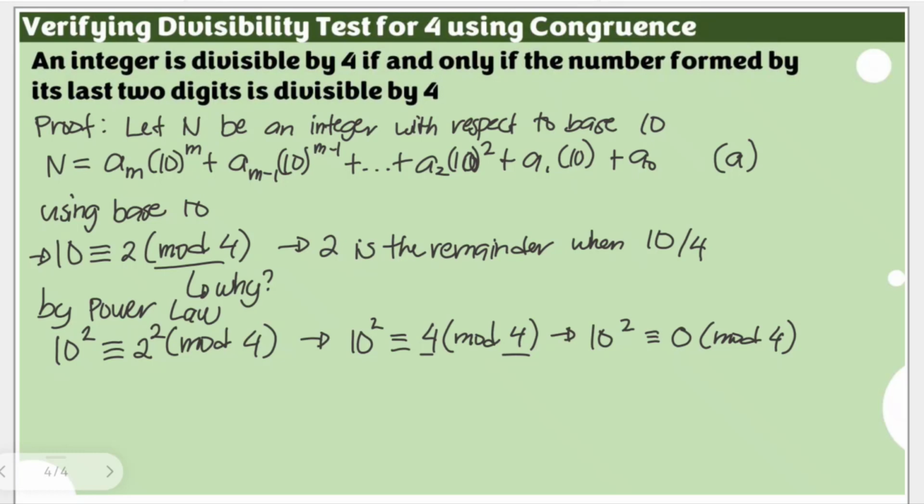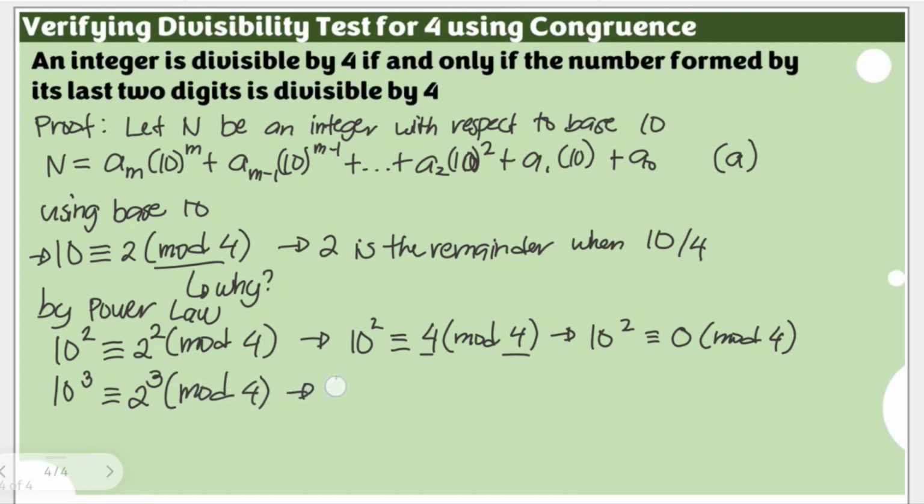That's why the remainder is 0. Okay? Next is 10 cubed. Now, 10 cubed, you will have here 2 cubed, right? 2 cubed. Or you will have your 8, right? You will have here modulo 4.